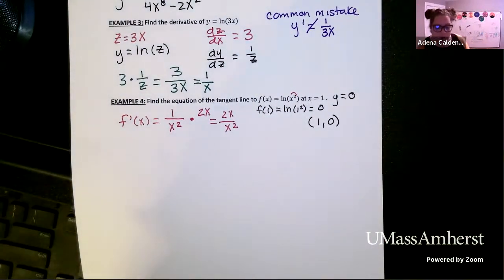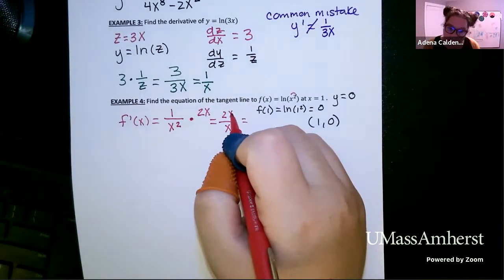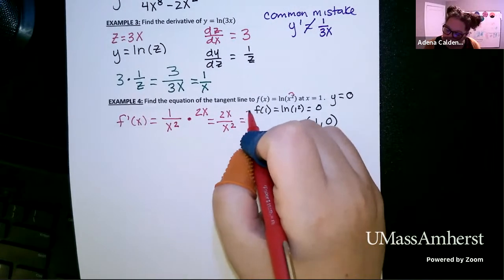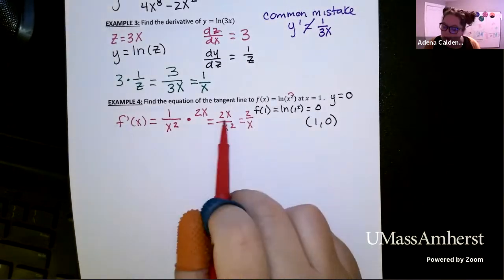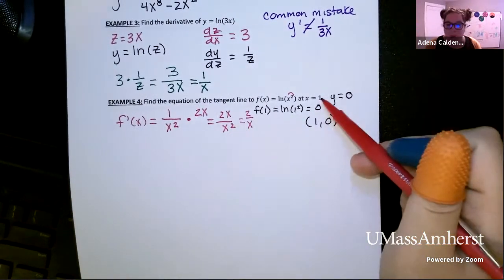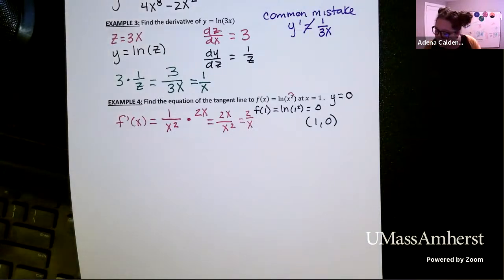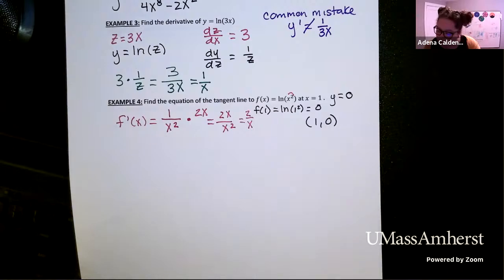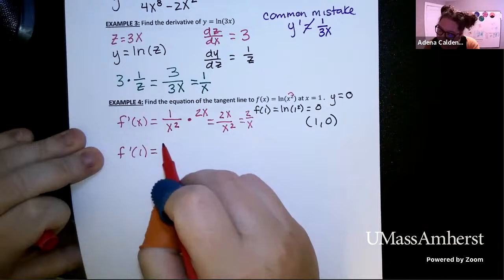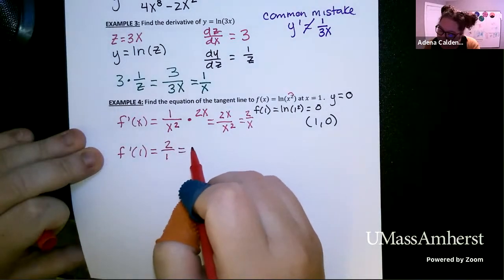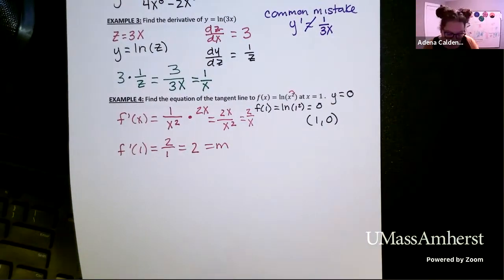If you're more comfortable plugging in like that, that's fine. You can also simplify this by canceling an x on the top with an x on the bottom, which will just leave you with a 2 over x. Either one of these forms will give you the same answer when you plug a value in, okay? So now we're going to plug in our x value, which we said was 1, to get the slope. So we have 2 divided by 1, which means the slope of our tangent line is 2.